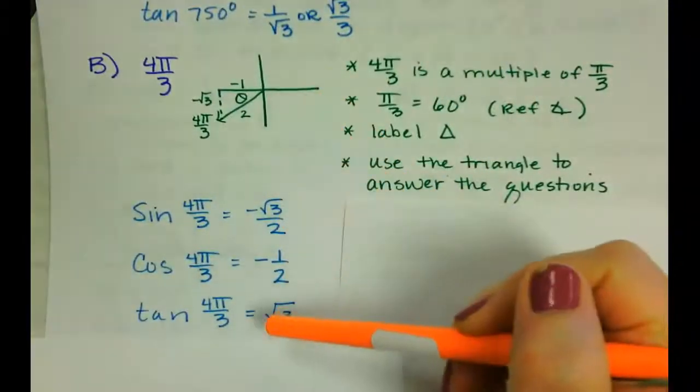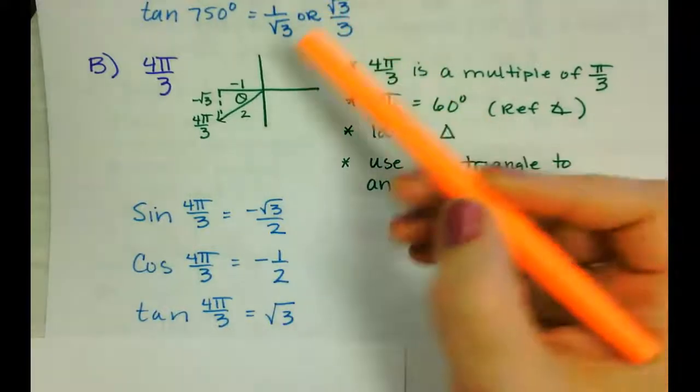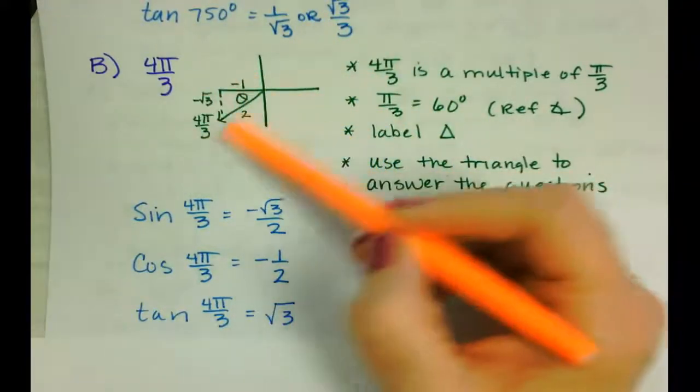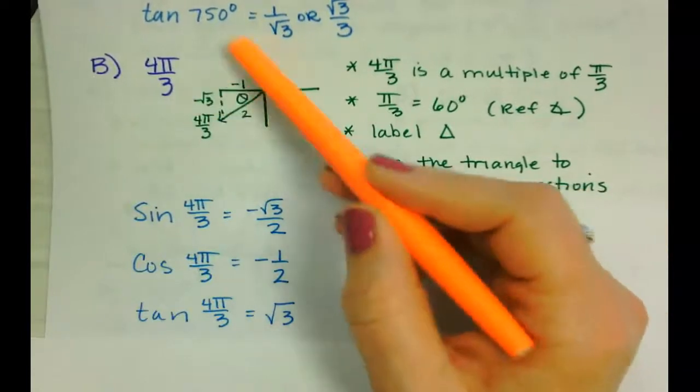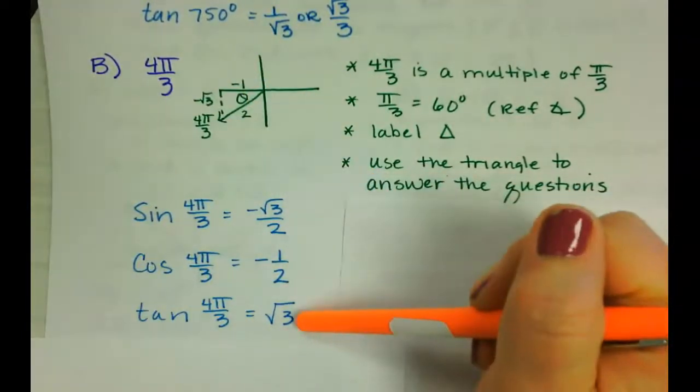So tangent is going to be, in the triangle here, opposite over adjacent. So opposite over adjacent, negative root 3 over negative 1 makes it positive root 3.